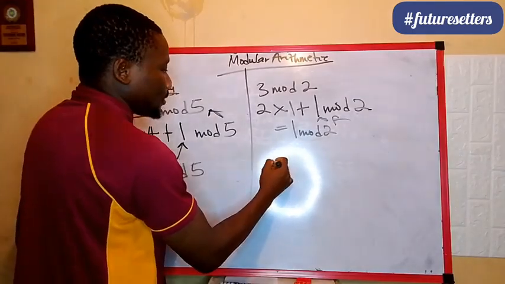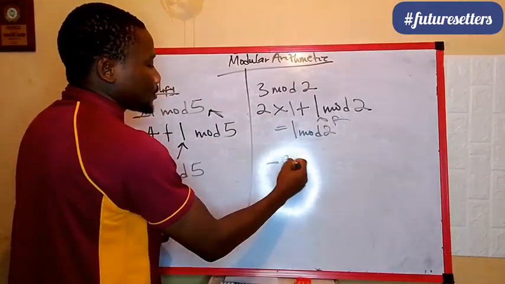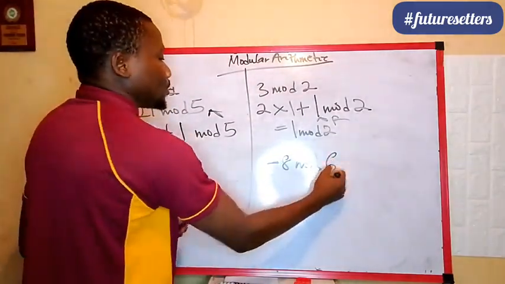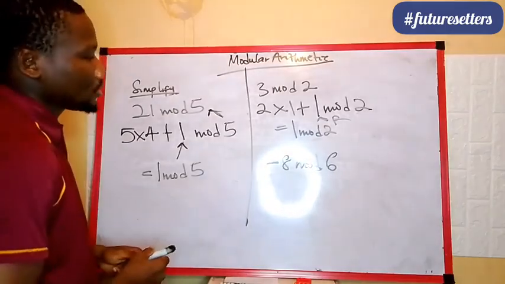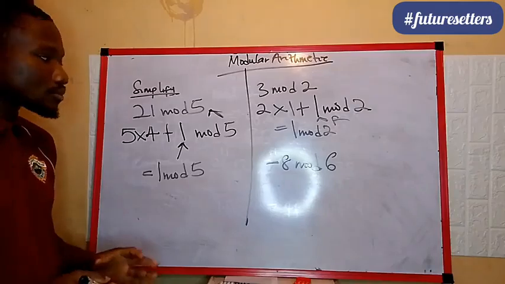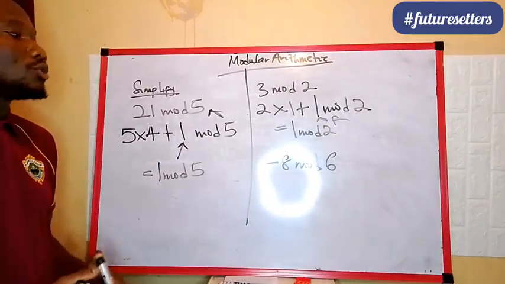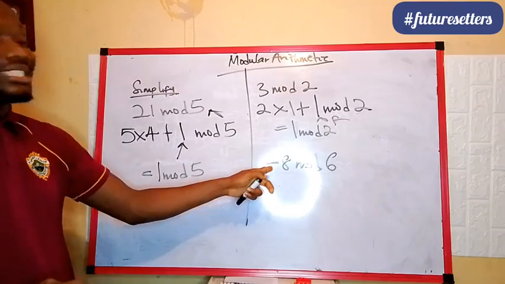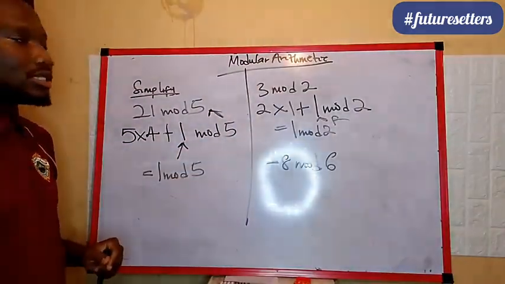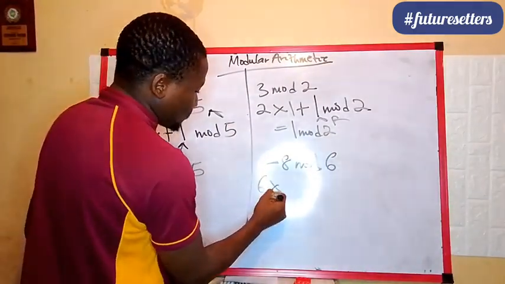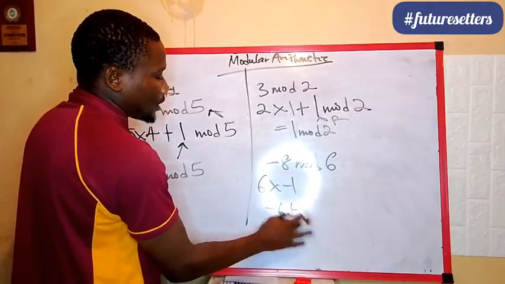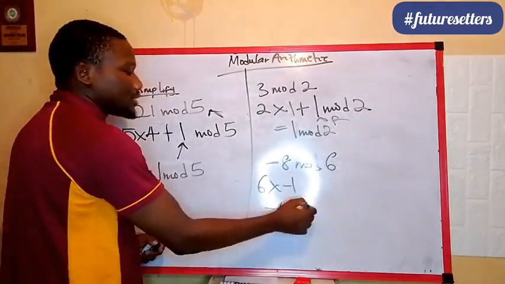If for example we have, let's give an example, minus 8 mode 6. Take note that whenever we have a question like minus 8 mode 6, you are going to test it. Because there is a negative sign here, you will multiply this 6 by a negative number. Then we now add something. So let's check 6 times minus 1. That is going to give us minus 6. Minus 6 minus 2 is what will give us minus 8.